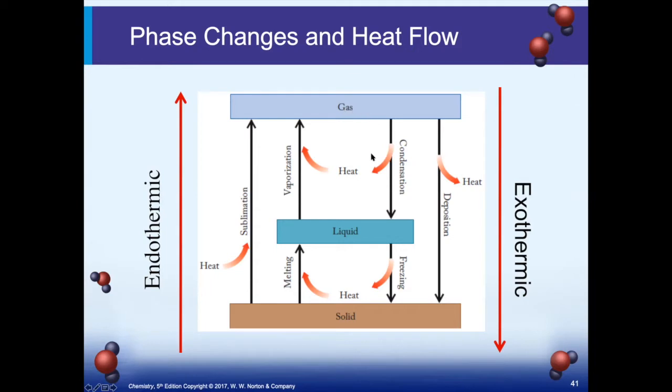But then if we go in the opposite direction, if we cool things down, for example, we take a gas and we condense it back into a liquid, so condensation, in order for those gas molecules to become liquid molecules, they have to release energy into the surroundings. So the energy in the form of heat goes from the gas molecules into the surroundings. Therefore, those molecules can become liquid molecules. So they are exothermic processes.